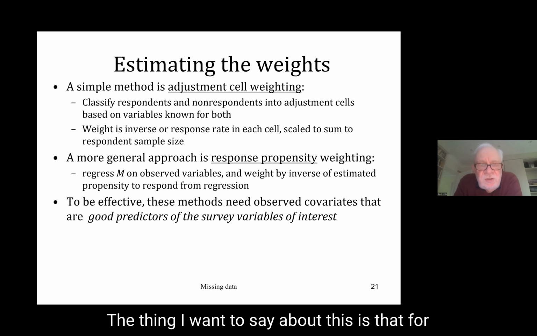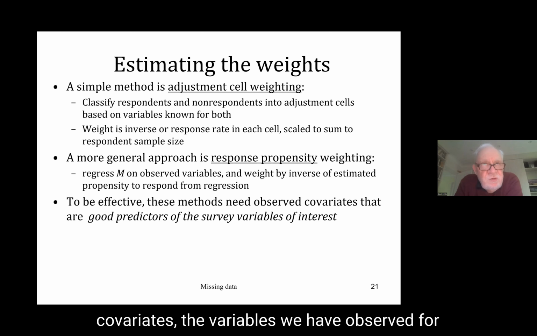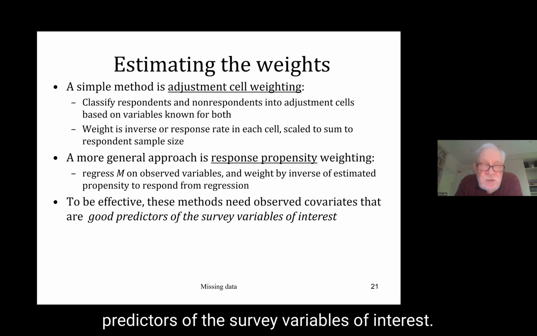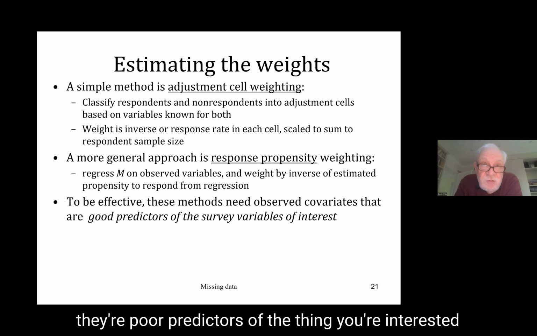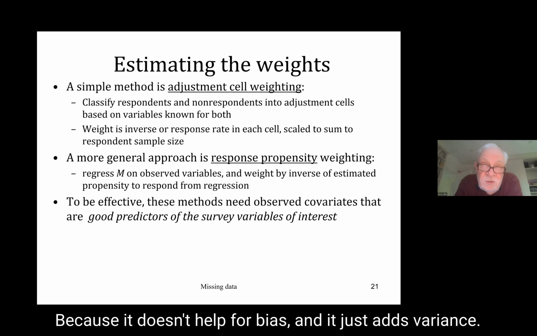The thing I want to say about this is that for these methods really to work, the observed covariates, the variables we have observed for respondents and non-responders, must be good predictors of the survey variables of interest. In fact, if they're good predictors of non-response, but they're poor predictors of the thing you're interested in, the y, then weighting just makes things worse because it doesn't help you for bias and it just adds variance.